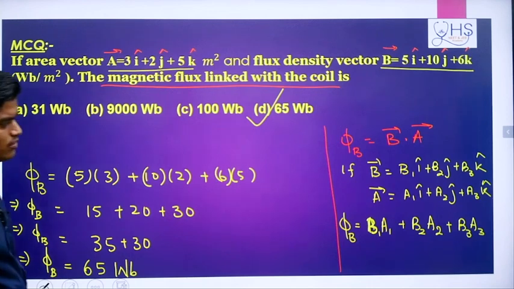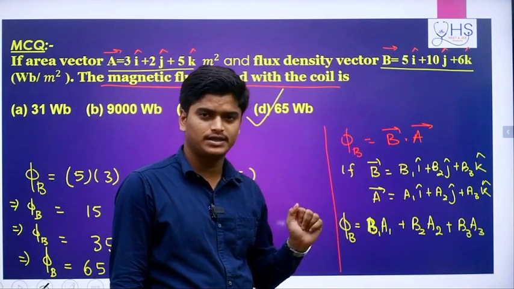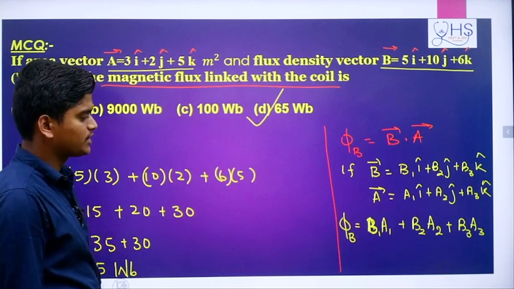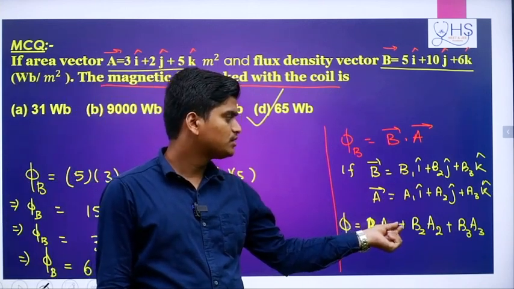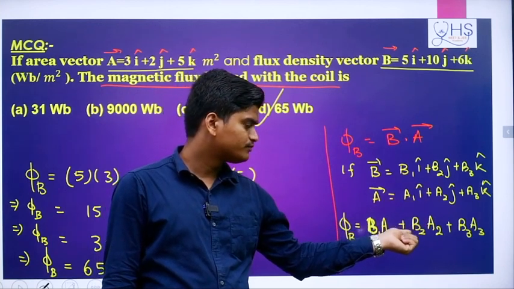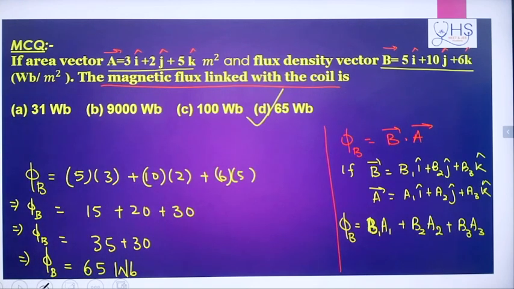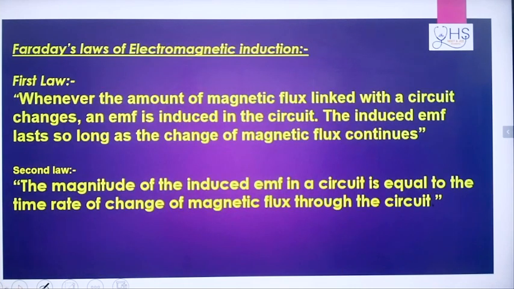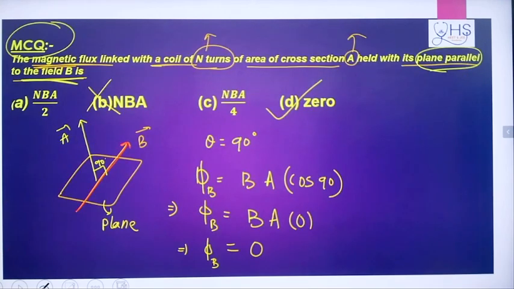If you remember the dot product rule, the scalar product or dot product rule, if the B vector and A vector are given in component form like this, and you are calculating their dot product, then simply multiply the i cap coefficients, plus the j cap coefficients multiplication, plus the k cap coefficients multiplication. Okay. So the answer is coming 65. I hope you understand. So we completed magnetic flux with the questions.